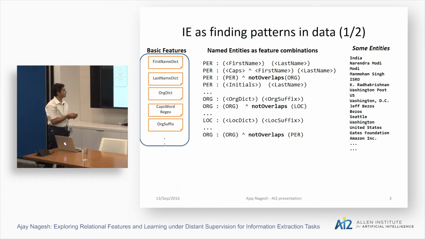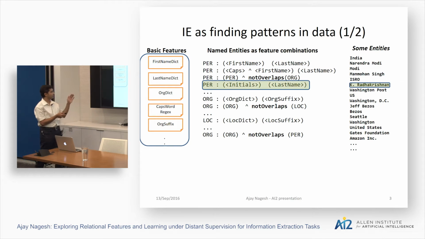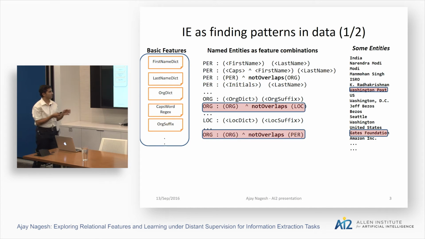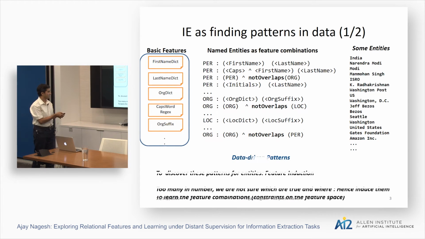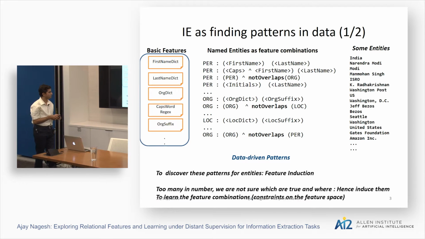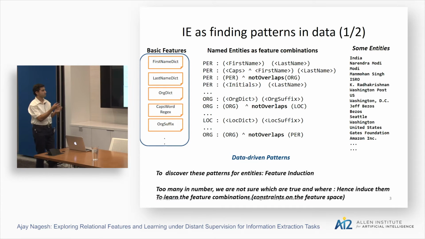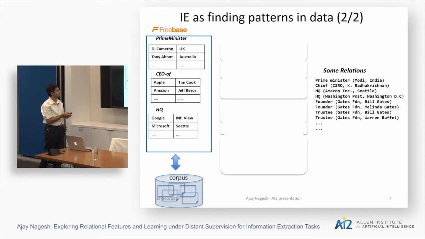Some of them are like simple combinations like these that I am showing. Some of them are not so trivial combinations. For instance, a span of text is an organization if it matches an organization rule and does not overlap with a location and so on. So, there are many such patterns and we would like to explore this space well. So, we use induction to actually explore this space of patterns, which is what we term as data driven patterns.